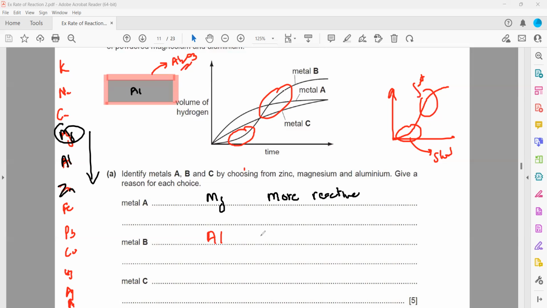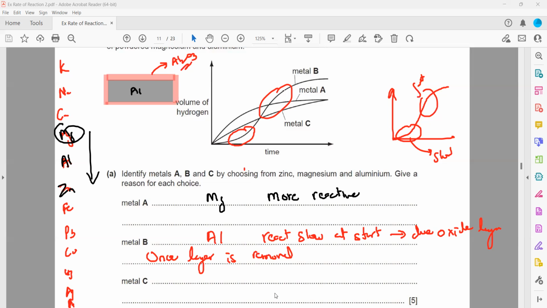So metal B is aluminium. And why do we select aluminium? Because in the beginning it reacts slower at the start. And what is the reason for that? Due to the oxide layer. And then when the layer is removed, once the layer of aluminium oxide is removed, first the aluminium oxide was reacting with acid, that's why the reaction was slower. But once this layer is removed, then the aluminium starts to react with the acid and the reaction suddenly increases.